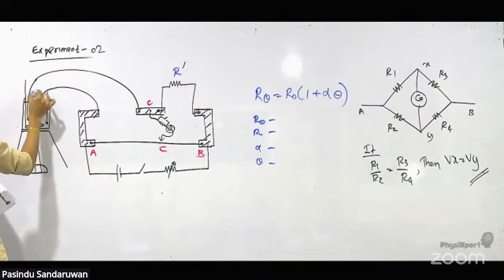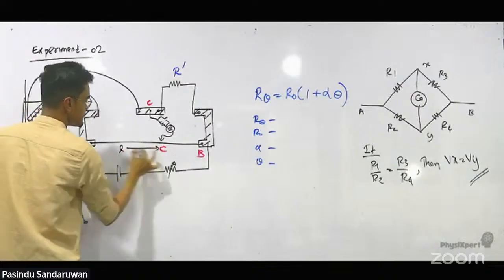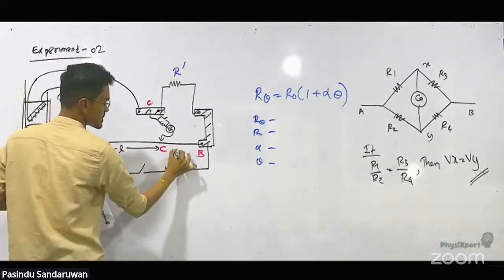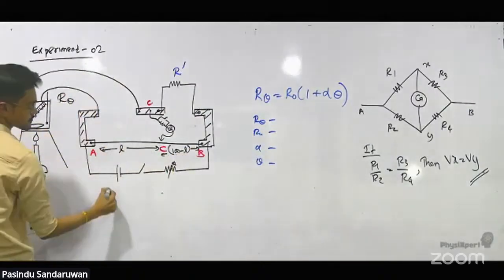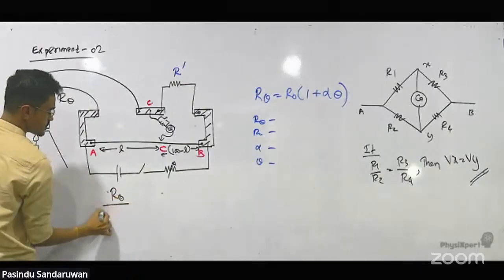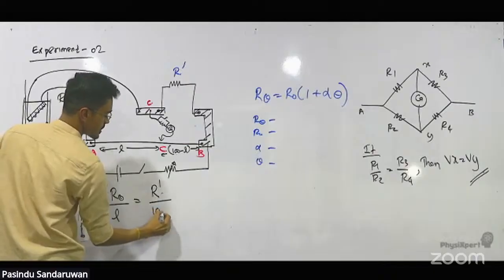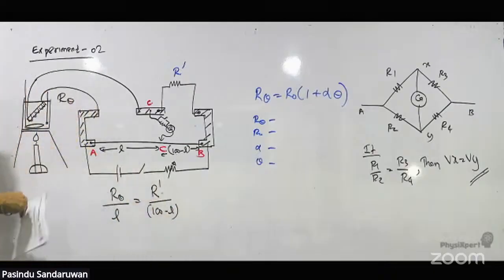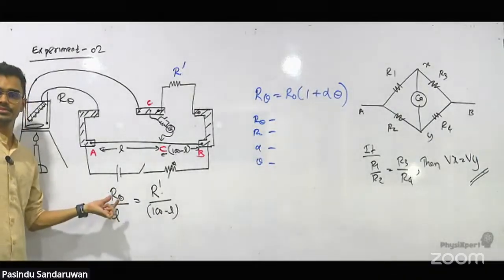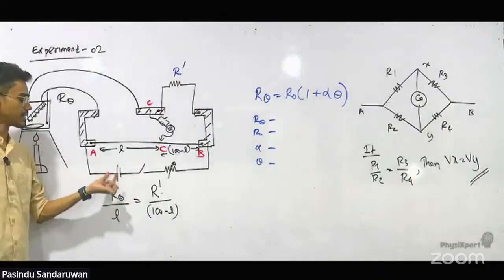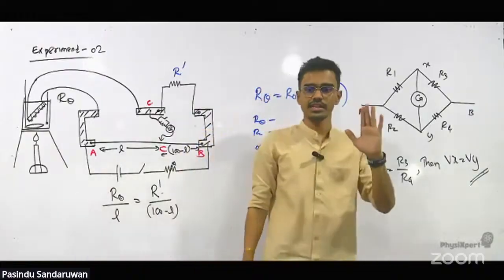Let's say this resistance is R theta, and the balance length is L. If this length is L, this side becomes 100 minus L. Then R theta over L equals R dash over 100 minus L. Likewise, using the meter bridge, you can find the resistance at a given temperature. Say we are starting from 25 degrees Celsius.